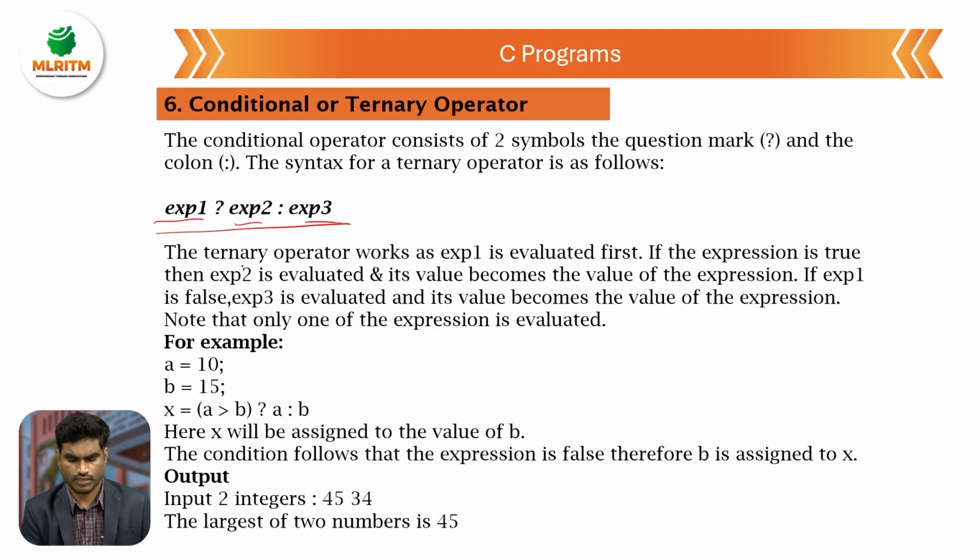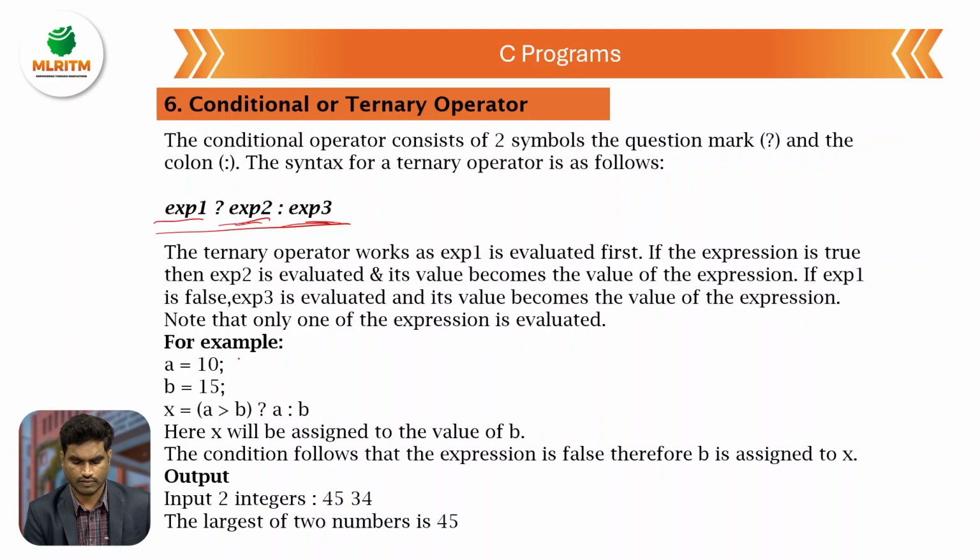Here the ternary operator works as an expression: expression 1 is evaluated first. If expression 1 is true, then expression 2 is evaluated. If expression 1 is false, then expression 3 is evaluated. It is working like an if else condition. First, expression 1 is evaluated; if the condition is true, then expression 2 is evaluated. If expression 1 is false, then expression 3 is evaluated.